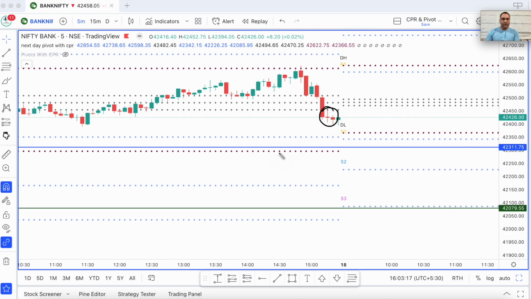Let me just delete this. Yeah, you can see the bottom wicks in all these candles. So this particular box is where the price is taking support now.